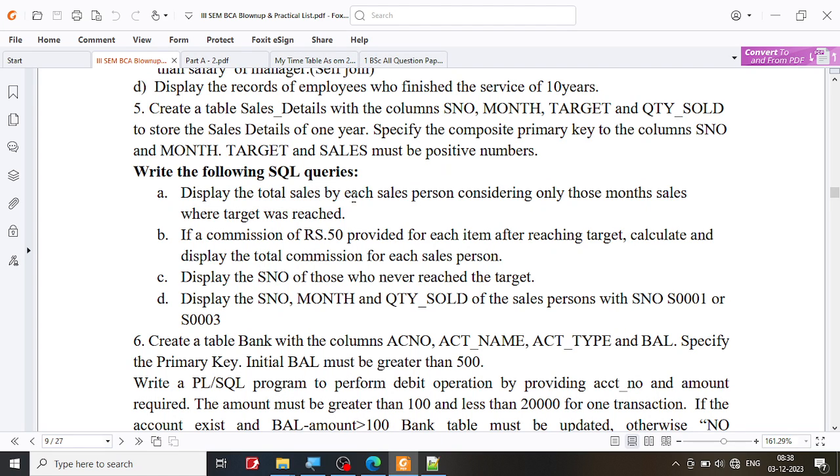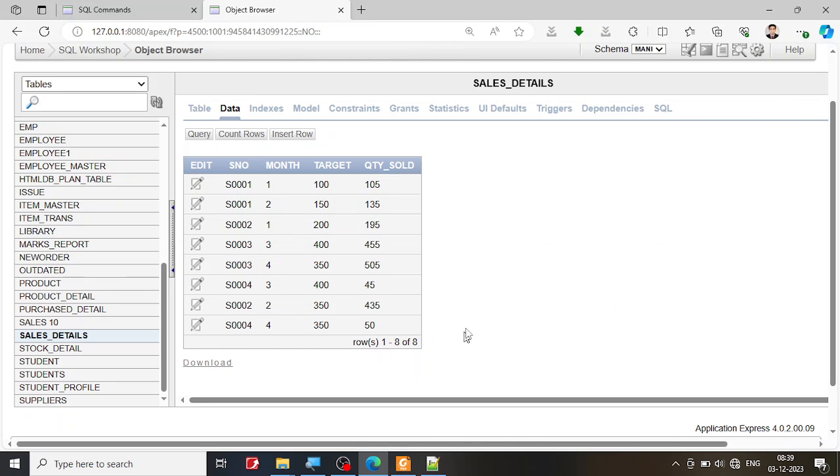So what did this person say? Total sales of each salesperson, and they said considering only those months' sales where the target has been reached. What is the meaning of it? You need to total them, no doubt, only when this person has achieved the target. What was the target? 100, and how much he has sold is 105. What was the target? 150. How much he has sold? 135. Here the target has been reached.